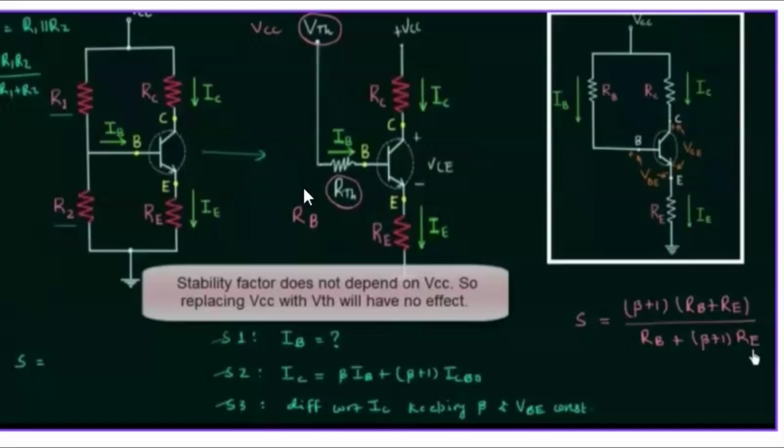seen in our previous videos. The first step is to calculate the value of IB. The second step is to put the value of IB in this particular equation, that is IC is equal to beta times IB plus beta plus 1 times ICBO. And the third step is differentiate with respect to IC, keeping beta and VB as constant.